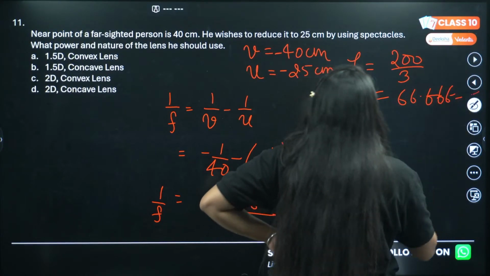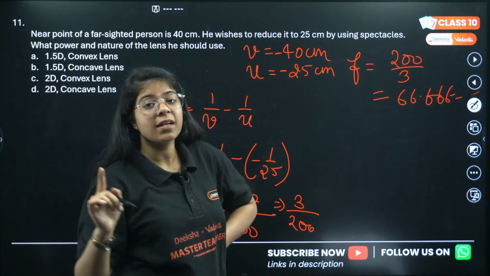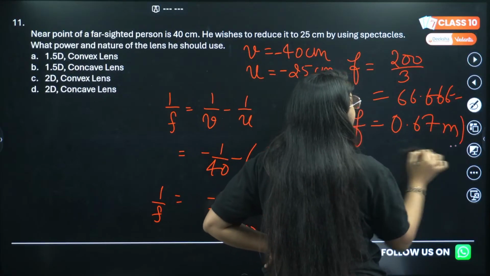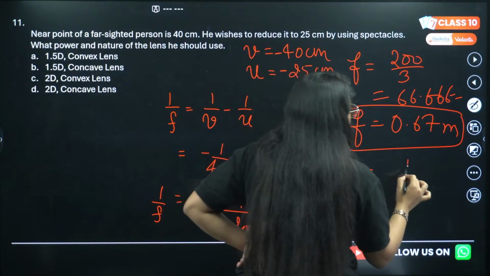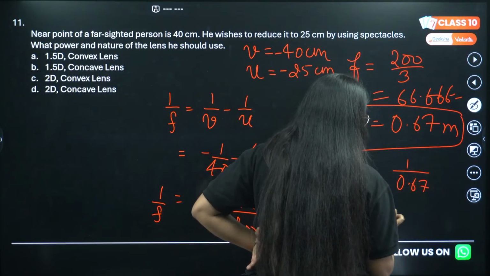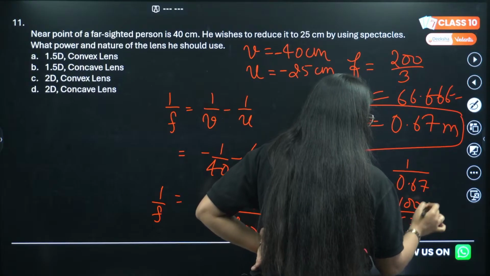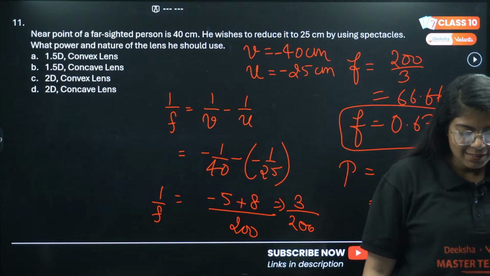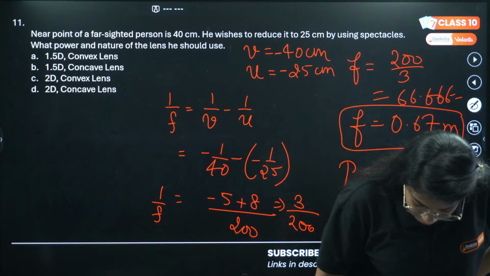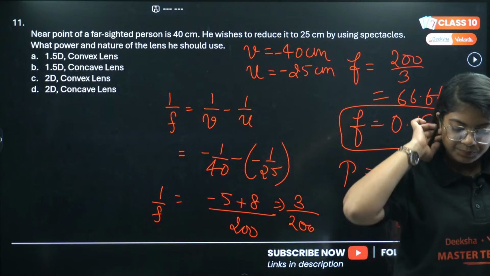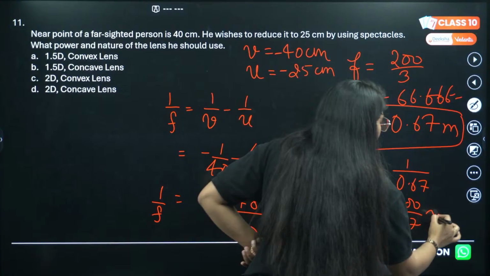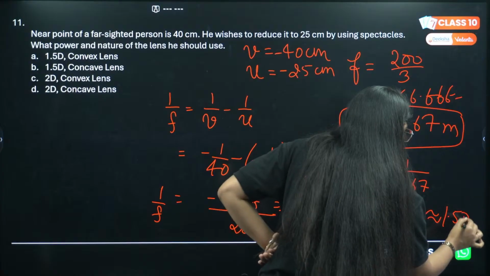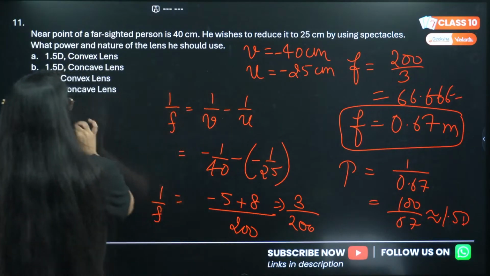Now this focal length is again in centimeters, so we convert it into meters. This will be 0.67. You can directly write meters. For power, just invert it: 1 by 0.67, that will be 100 by 67, and if you solve this, you will get around 1.5 diopter. Yes, very good, all of you. Correct? So power is 1.5 diopter.